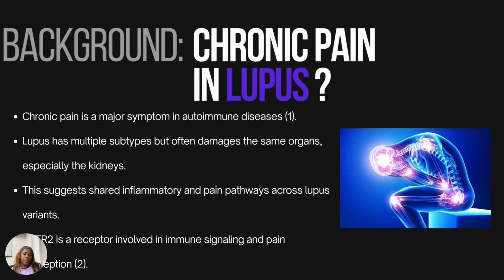first things first, we're going to talk about our background on chronic pain in lupus. So, chronic pain is basically a major symptom in various autoimmune diseases. Specifically for lupus, lupus has multiple subtypes, but they often damage the same organ, especially the kidneys in our body. So this basically suggests shared inflammatory and pain pathways across lupus variants, and SSTR2 is a receptor involved in immune signaling and pain.